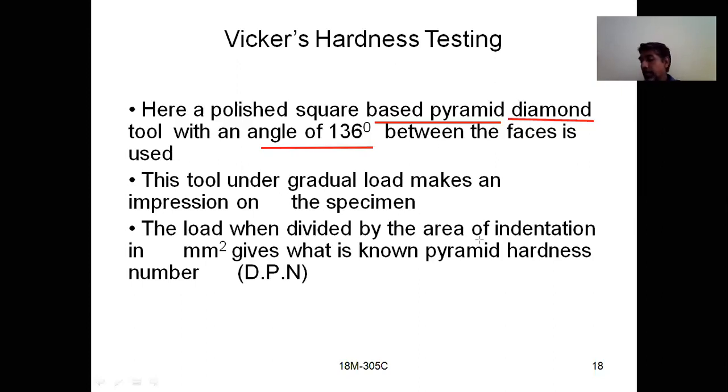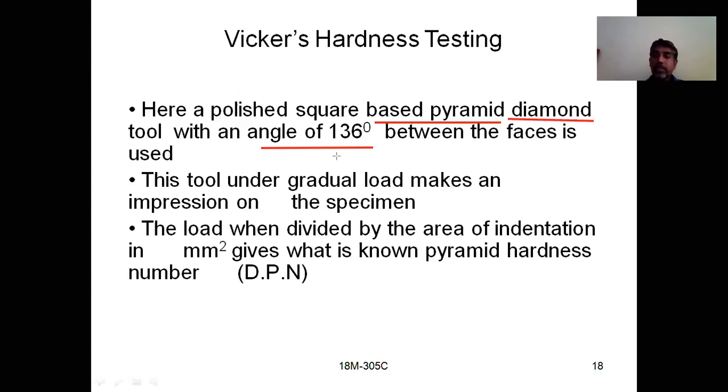So what will you get? You will get a pyramid hardness number when you divide the load by the area of indentation. If you divide the load by area of indentation, you will get the DPN value. What is DPN value? DPN is nothing but pyramid hardness value. So in the Vickers hardness test, we have to find out the DPN value, which gives the hardness value for that material.